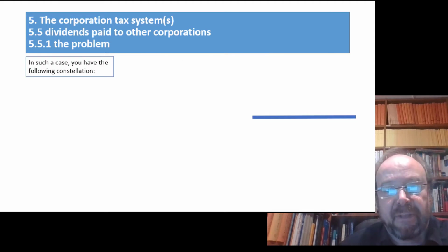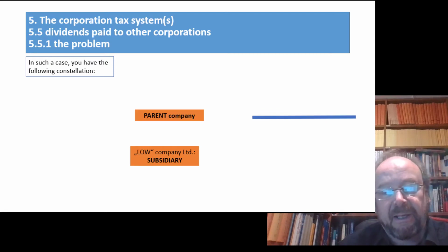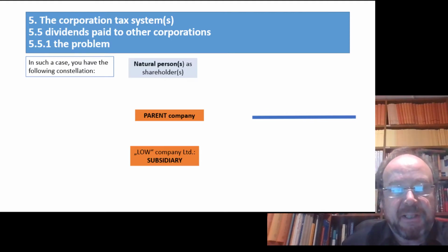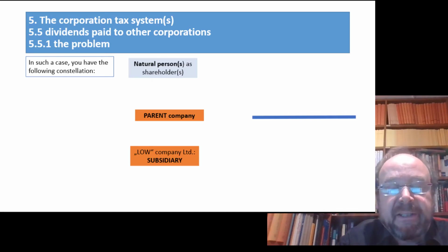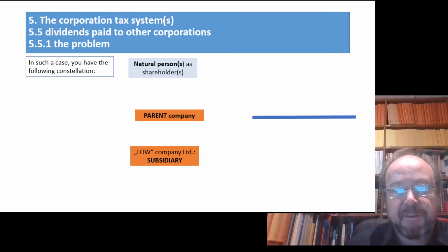We have the following basic constellation. Then we have a subsidiary, so a lower company. The shares of that company are owned by a parent company. The shares of that parent company are in turn owned by natural persons. So we have 3 levels here. You can even imagine that such a constellation has more levels, so a parent, a grandparent, and then the natural shareholders, but you can see all the decisive problems already here.